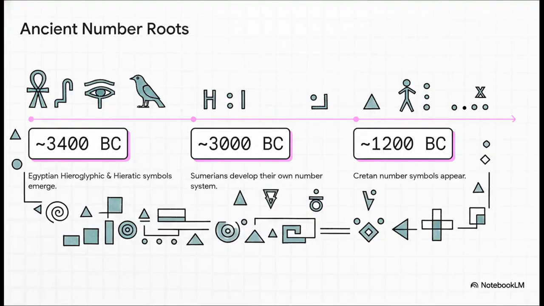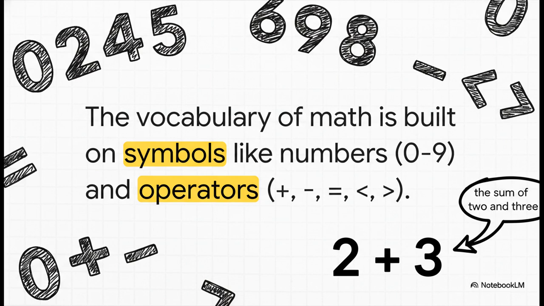Humans have been building this symbolic language for thousands of years. From the hieroglyphs in ancient Egypt to the number systems of the Sumerians, we've always been looking for ways to write down these abstract ideas about quantity. That ancient history is baked right into the language we use today. Today, the modern alphabet of math is built on the digits 0 through 9. And its vocabulary? Well, that's all the operators and symbols, like plus, minus, equals, greater than, less than, you get the idea. These are the words that let us build ideas.